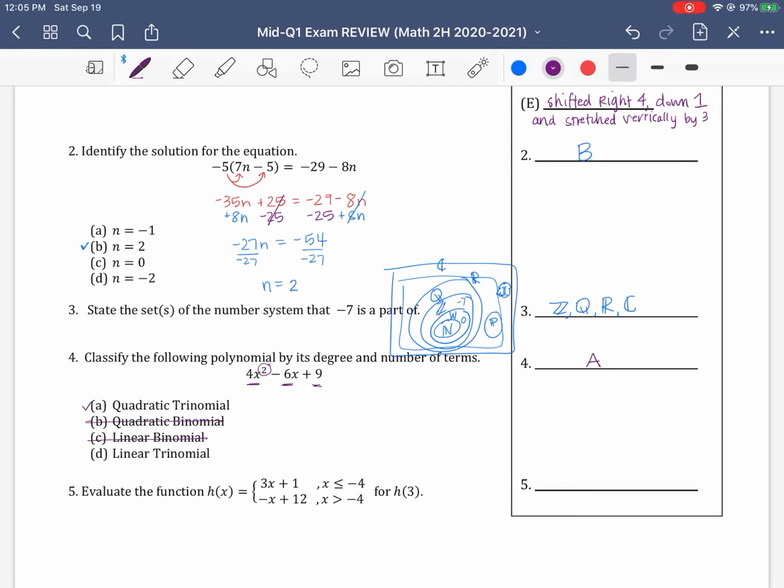Number 5, evaluate the function h of x is equal to, and then we've got a piecewise function here. Remember that when you're evaluating a piecewise function, the value which you're given only fits into one part of the domain. So if I am given the value of positive 3, I look up here at my domain restrictions, and positive 3 is not less than or equal to negative 4. Positive 3 is greater than negative 4, so I'm going to use this bottom piece because that's where 3 fits in the domain. So we do negative 3 plus 12, which gives us a positive 9. So if I wanted to define h of 3, that's equal to positive 9.